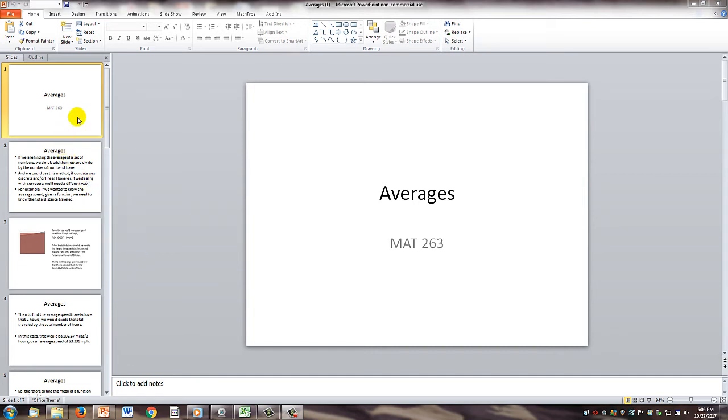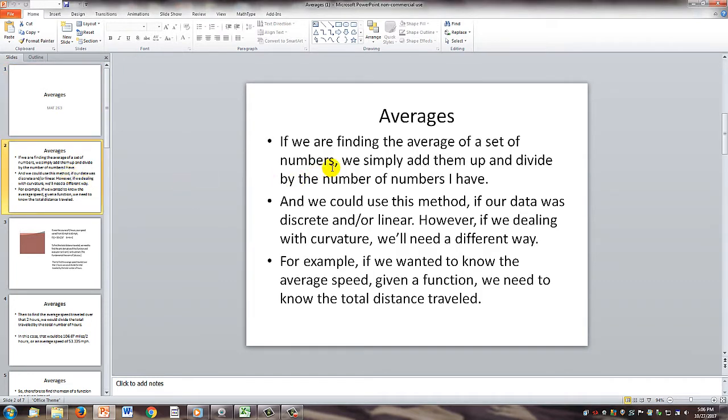Hello, this is the lesson on finding the average using the antiderivative. If we're finding the average of a set of numbers, we simply add them up and divide by the number of numbers that you have. And we could use this method if our data was discrete, which means no decimals, or if it was a linear function. However, if we're dealing with curvature, we'll need a different way.